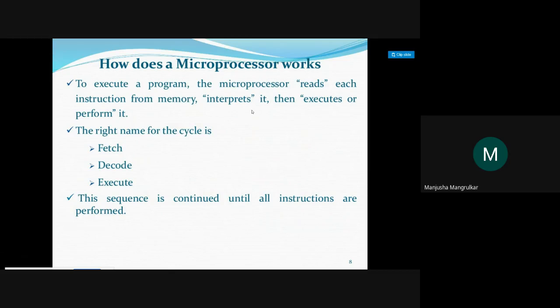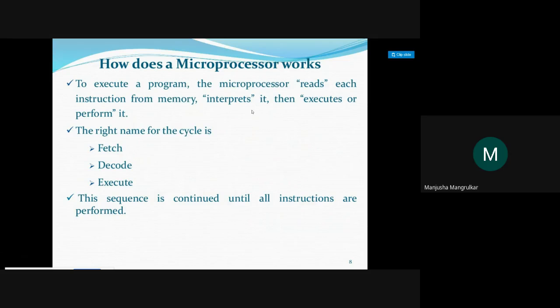The right name of the cycle is fetch. It is named to fetch the instruction, to decode the instruction, decode meaning understand what the instruction means, and to execute it. Execute means perform.